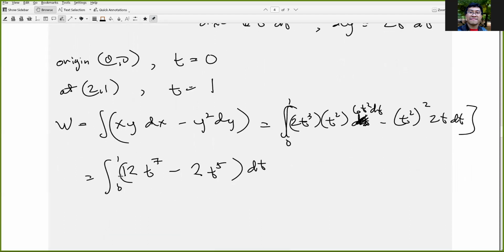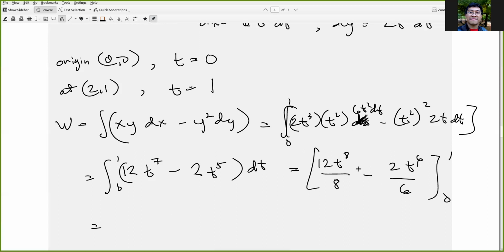Okay, the limit is from 0 to 1. So this would give us, let's evaluate the integrals first. You have 12t, so that's 12t^8 divided by 8 minus 2t^6 divided by 6 from 0 to 1. So you just substitute t by 1. So 12 divided by 8, that would be 3 divided by 2, minus 2 divided by 6, that's 1 over 3.